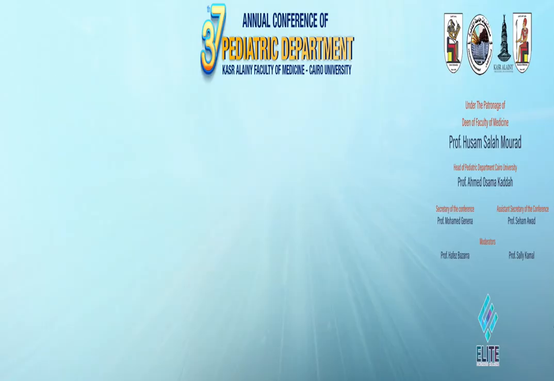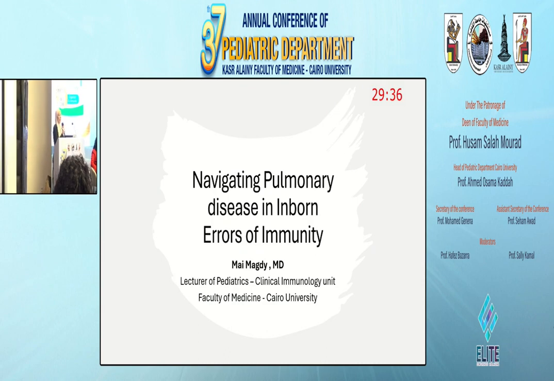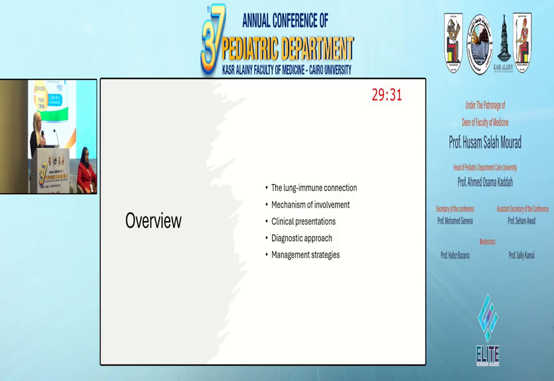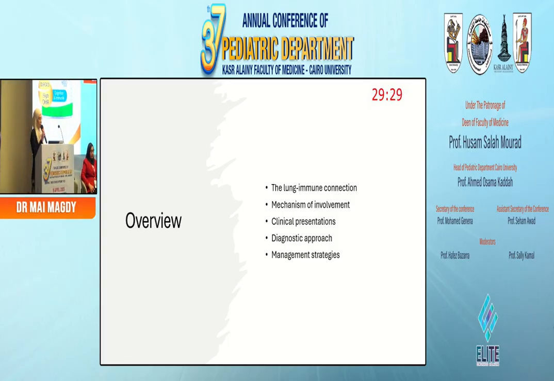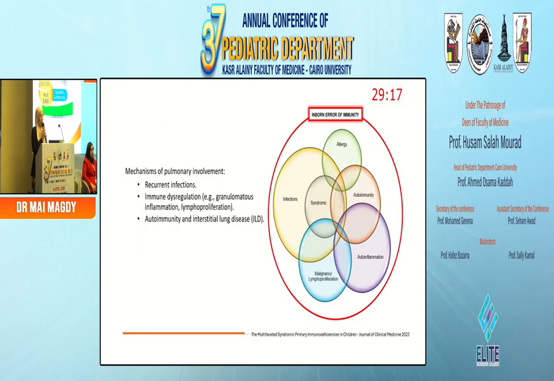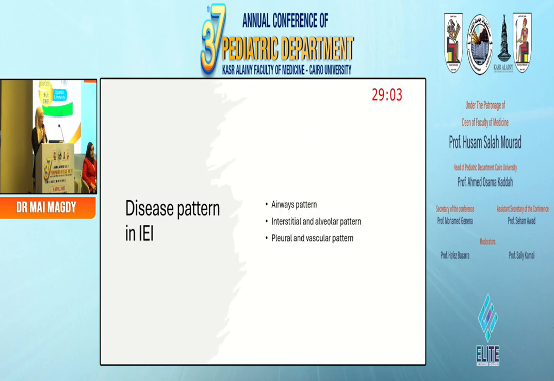Good evening, everyone. Today we will navigate through the pulmonary disease in inborn errors of immunity. We will overview the lung immune connection, the mechanism of involvement, clinical presentation, diagnostic approach, and management. Of course, the lung is a main target organ in patients with inborn error of immunity. The mechanism of involvement is through recurrent infection, which is the most common known mechanism. However, immune dysregulation, autoimmunity, and interstitial lung disease are also important mechanisms of pulmonary involvement.